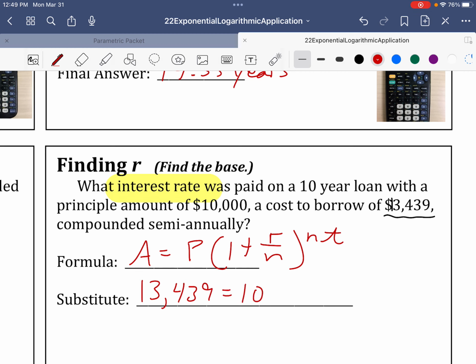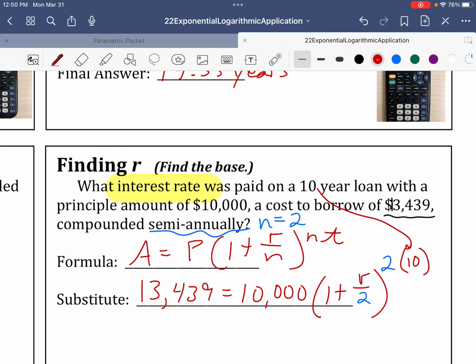My principal, my starting amount is $10,000. Okay, so again, I always put my starting value in for P. 1 plus R. Remember, we discussed that we don't know what R is. Now, it says that it has been compounded semi-annually. Semi-annually means that N would equal 2, because basically you're compounding it twice in a year. So again, the letter N is always how many compounds in a year. We're going to make that be the number 2 since it's semi-annual. But 10 years is my time, so I'll put the number 10 in for T.